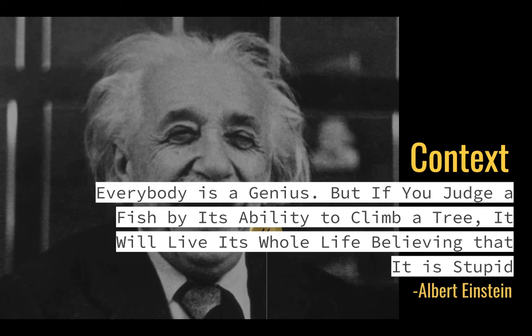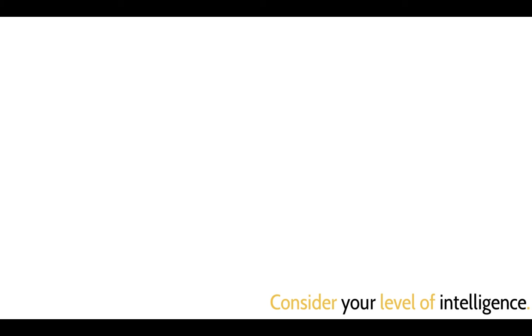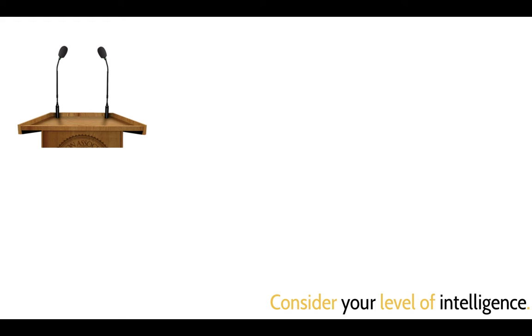This is a quote by Albert Einstein. I'm sure you've seen it before, but everybody is a genius. But if you judge a fish by its ability to climb a tree, it will live its whole life believing that it is stupid. So think about your level of intelligence, your comfort, your familiarity, your excitement about some of these situations. For example, standing up at a podium and giving a public speech.